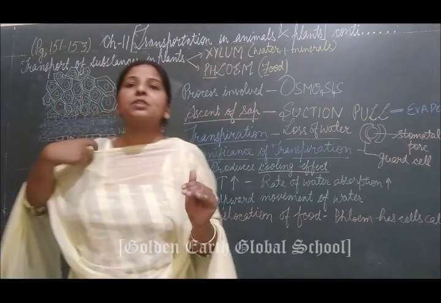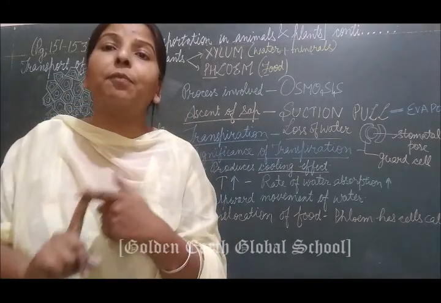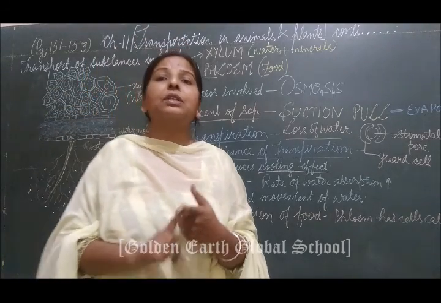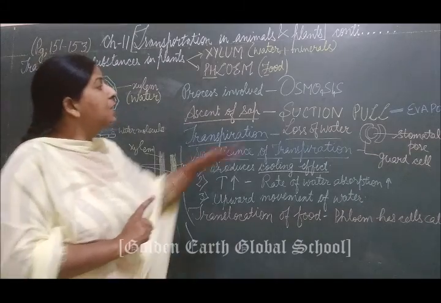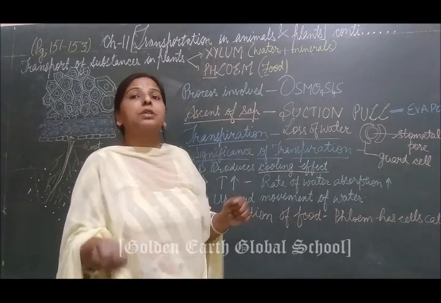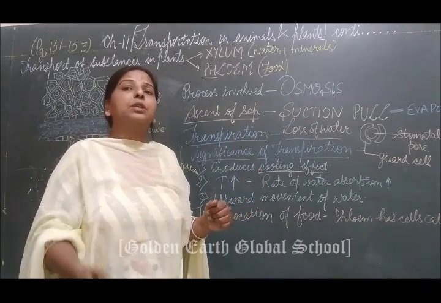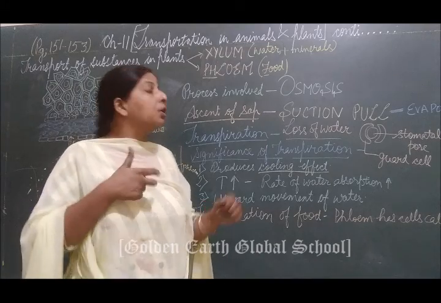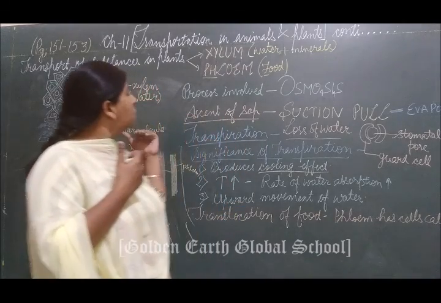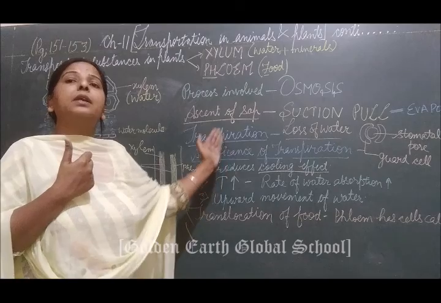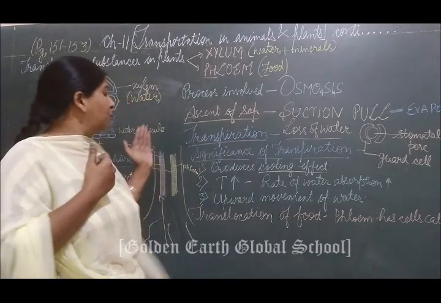मींस द प्रोसेस ऑफ द एसेंट ऑफ सैप, एसेंट ऑफ सैप जो है उसका रेट भी फास्ट हो जाता है. एसेंट ऑफ सैप, दिस सक्शन पुल भी और ज्यादा स्ट्रॉन्ग हो जाता है, सो दैट इट कैन सप्लाई द मोर एंड मोर वाटर टू द एरियल एंड एक्सपोज्ड पार्ट ऑफ द plants so that the transpiration can take place over there.